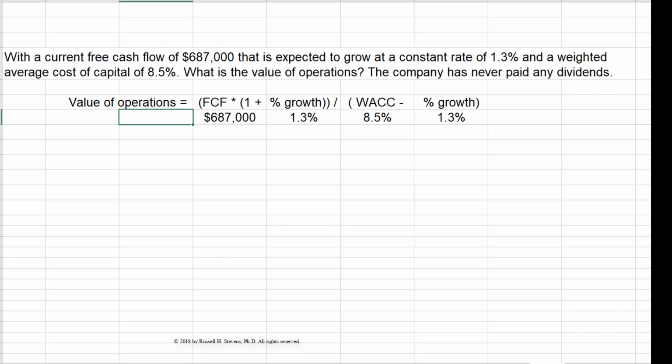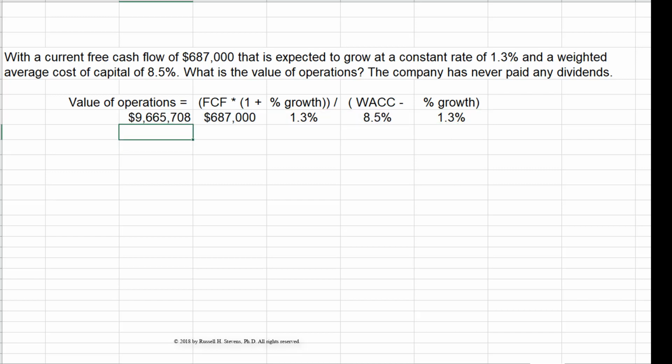Start by highlighting the workbook cell under the value of operations. Type in an equals sign and an open parenthesis. Highlight the $687,000. Type in an asterisk followed by an open parenthesis, a 1, and a plus sign. Highlight the first 1.3% and type in 2 close parentheses, followed by a slash denoting division, and an open parenthesis. Highlight the 8.5%, type in a minus sign, highlight the 1.3% all the way to the right, type in a close parenthesis, and press enter.